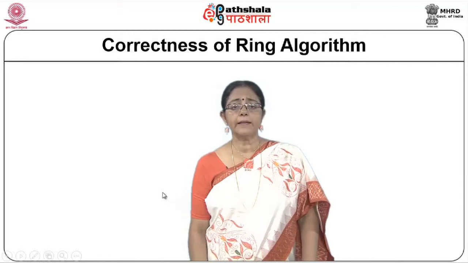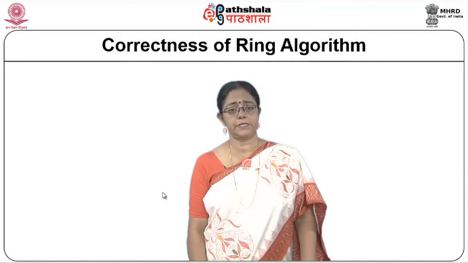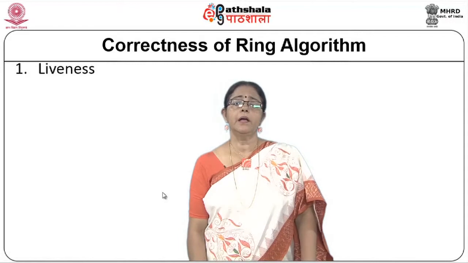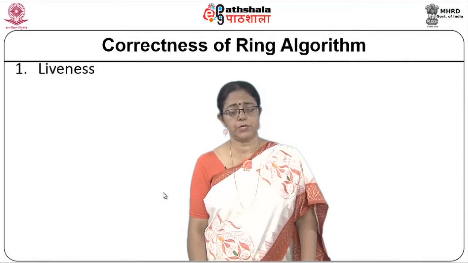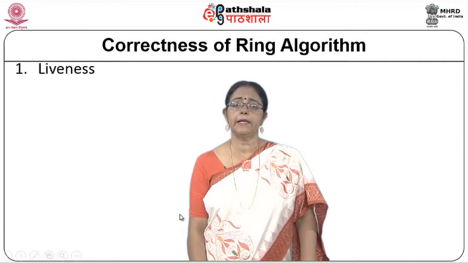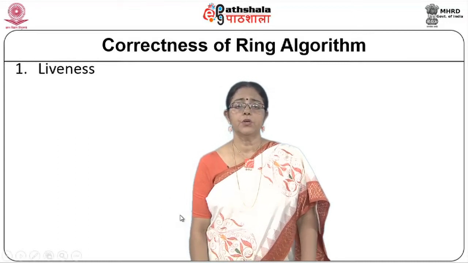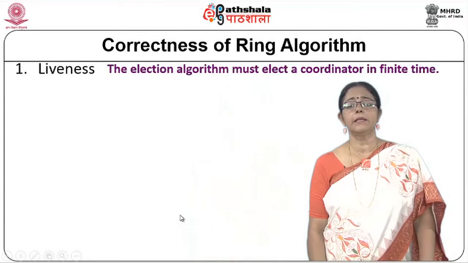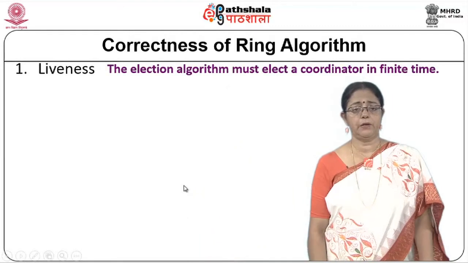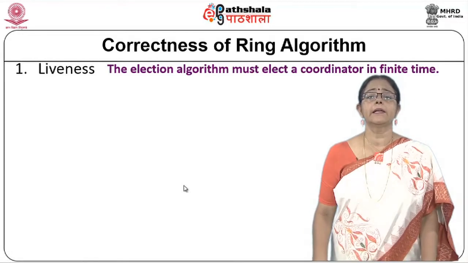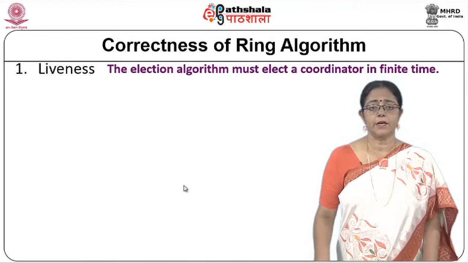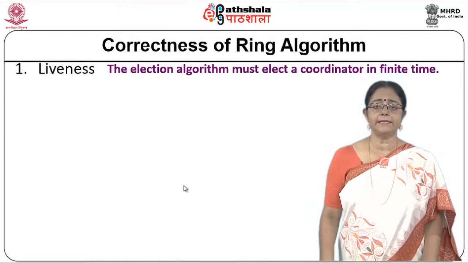Now, let us look at the correctness of this algorithm. As we know, correctness of a distributed algorithm, specifically election algorithms, has two parts. One is called the liveness of the algorithm. The liveness of the algorithm says that the election algorithm must elect a coordinator in finite time.